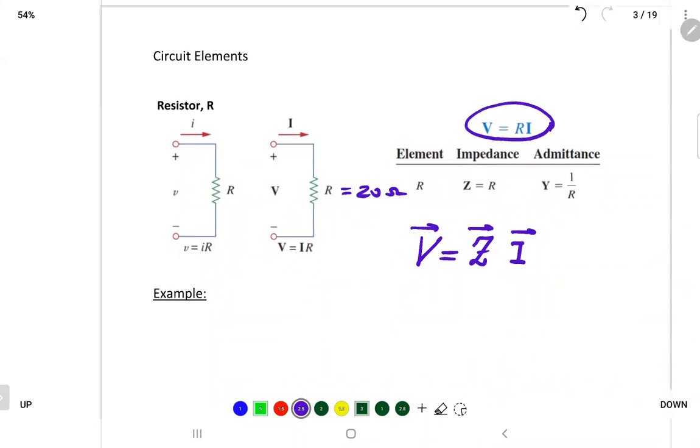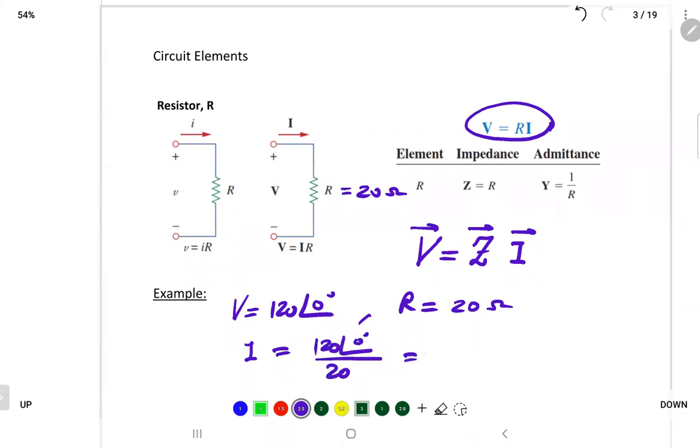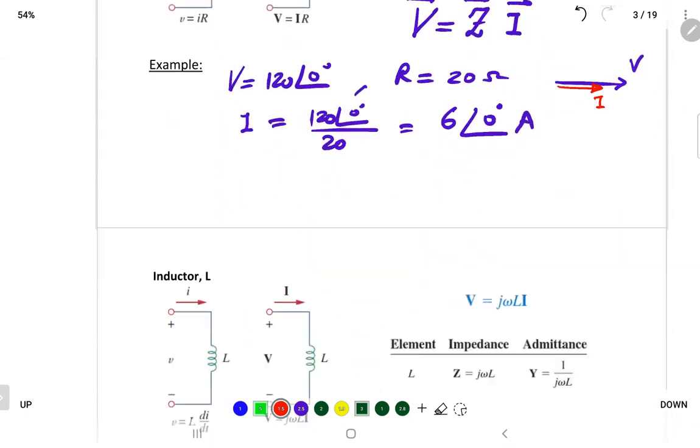Let's take one example. If the voltage is equal to 120 on angle zero, and the resistance is equal to 20 ohm, you divide 120 angle 0 by the resistance of 20 ohm, and it will be equal to 6 on angle 0, and they are in phase. If you have the voltage in this direction, the current will be in the same direction, just a different magnitude, in phase. No phase shift.